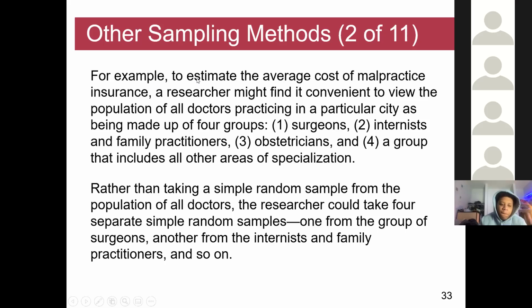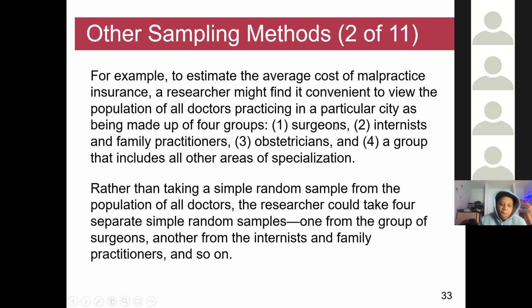So here's an example. Suppose we wanted to estimate the average cost of malpractice insurance, and a researcher finds that it's more convenient to view the population of all doctors practicing in a city as being made up of 4 different types of doctors. We have surgeons, internists, family practitioners, obstetricians, and then all the other specialties lumped into group 4. All right, what are we going to do in this case? We're going to take a simple random sample from each of those groups.